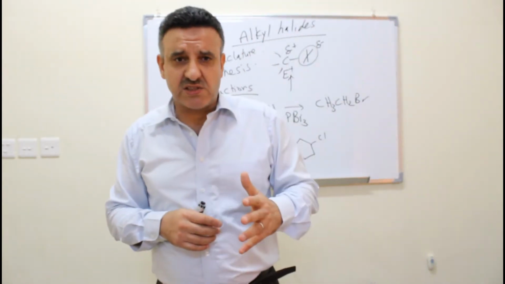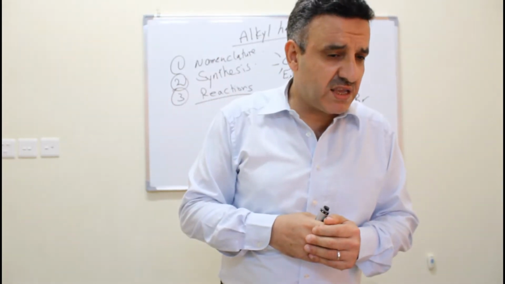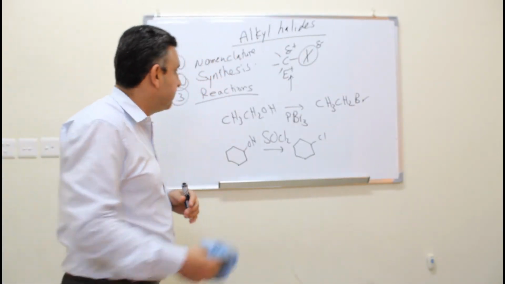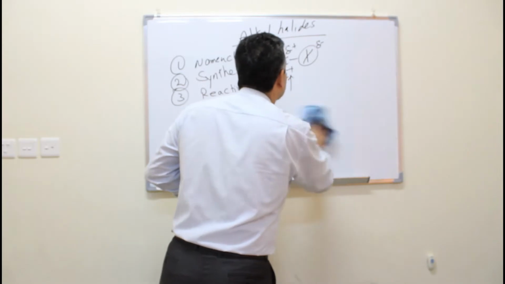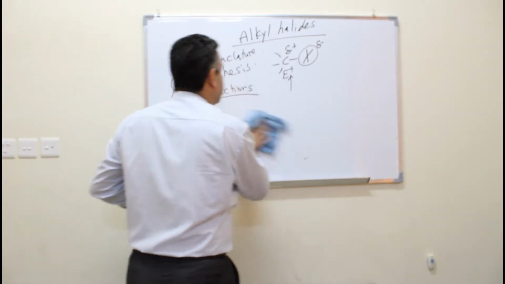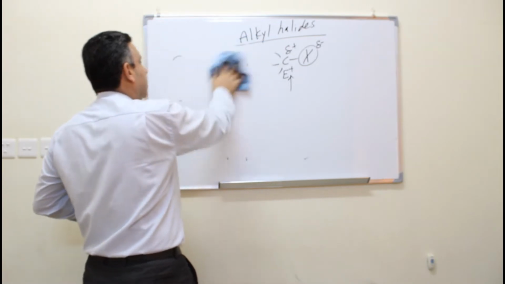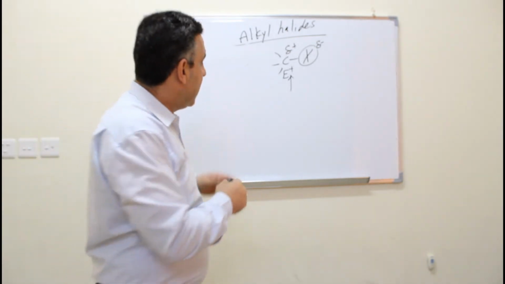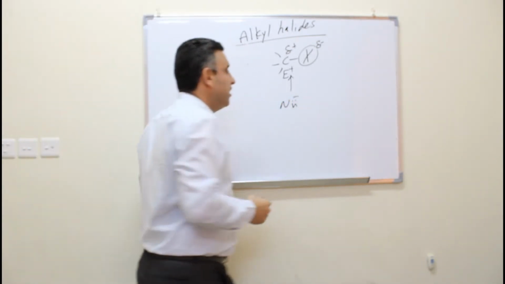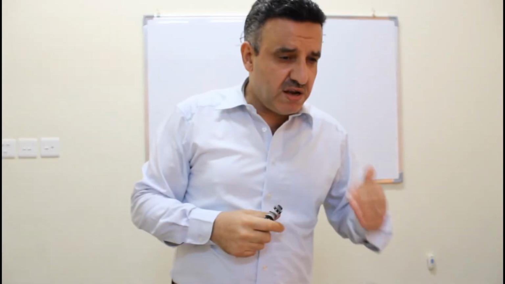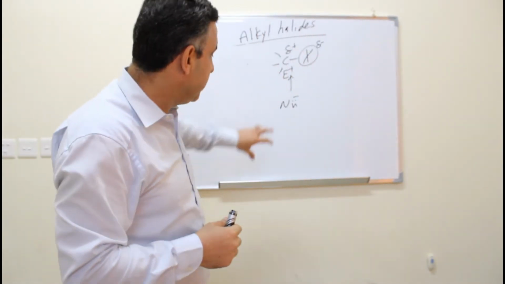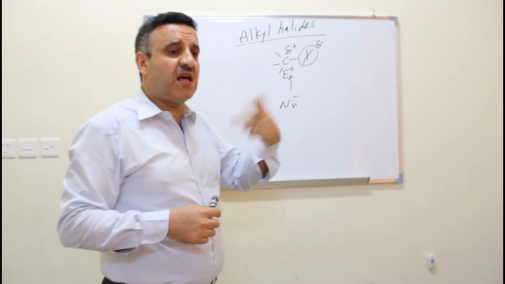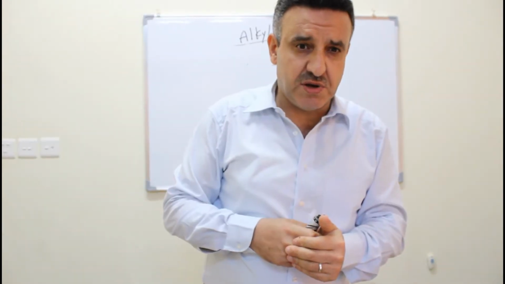Now let's talk about reactions. What are the reactions which alkyl halides undergo? In principle, as we explained when we discussed the reactivity of the alkyl halide, as you can see on the board here, the carbon has an electrophilic behavior, and thus it will always react with a nucleophile. This reaction we call nucleophilic substitution reaction. What does that mean? The nucleophile will attack the carbon, will displace or replace the halogen, and thus we will get the nucleophile attached.